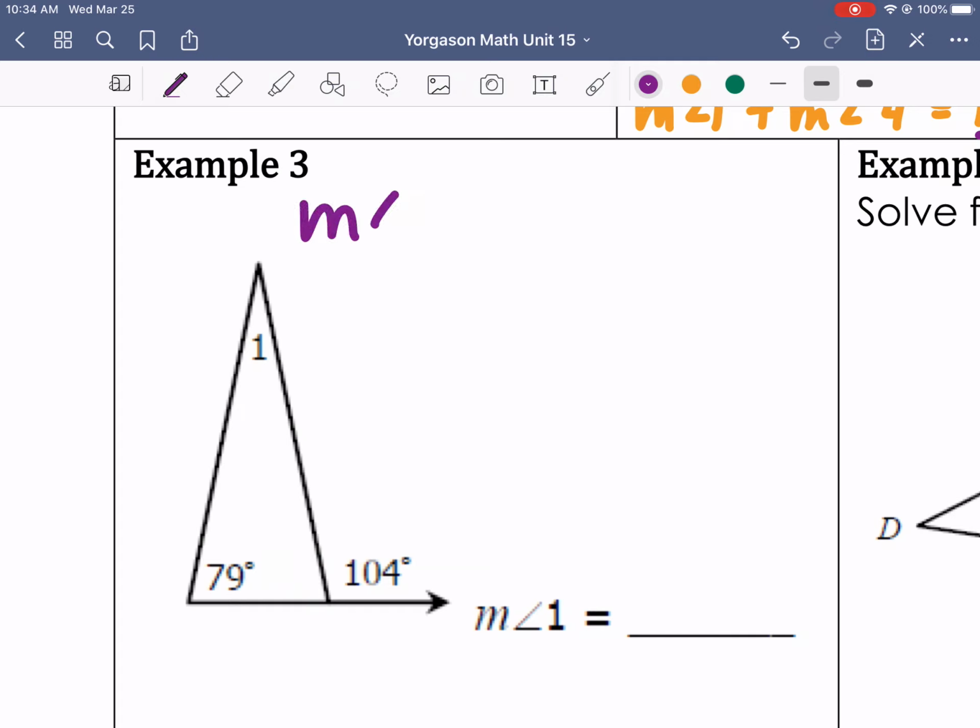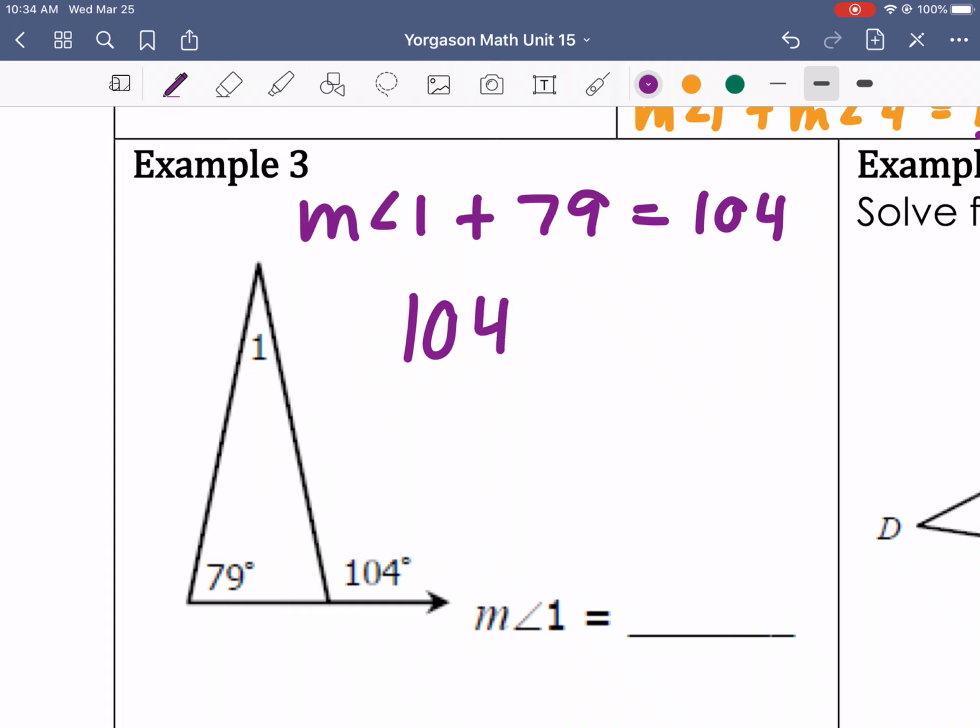We know that the measure of angle 1 plus 79 has to equal 104. So we could just go 104 minus 79, right? And that's going to give us the measure of angle 1, which ends up being 25 degrees. And just for kicks, I think this other one ends up being 76 degrees, doesn't it? So if you wanted to use that way, you could.